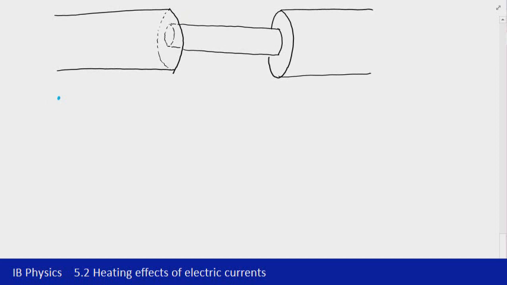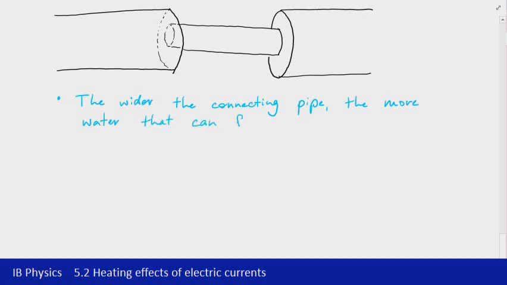There are some things that we could change about that pipe in the middle in order to make the flow of water easier. The first is that we could make that pipe wider, and the wider that connecting pipe is, the easier it is for water to flow through, because there's a greater cross-sectional area for the water to fill up, and so much more water can move through. So the wider the pipe, the more water that can flow through. So there's the first property that we can change about that connecting pipe.